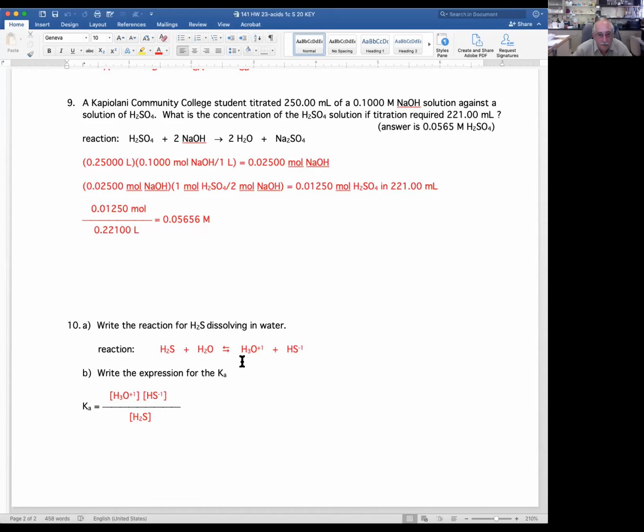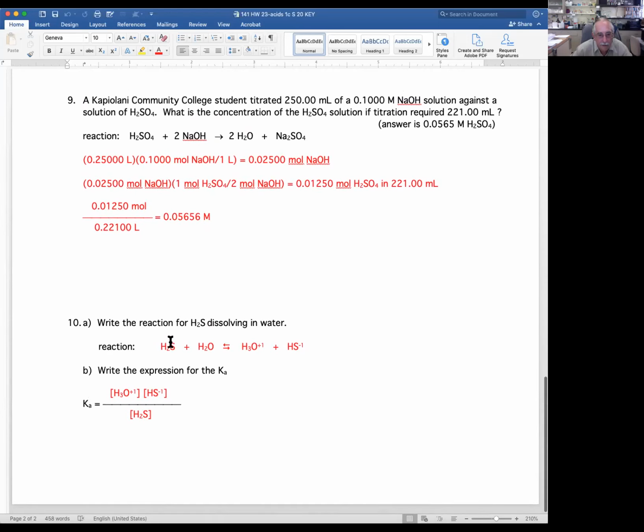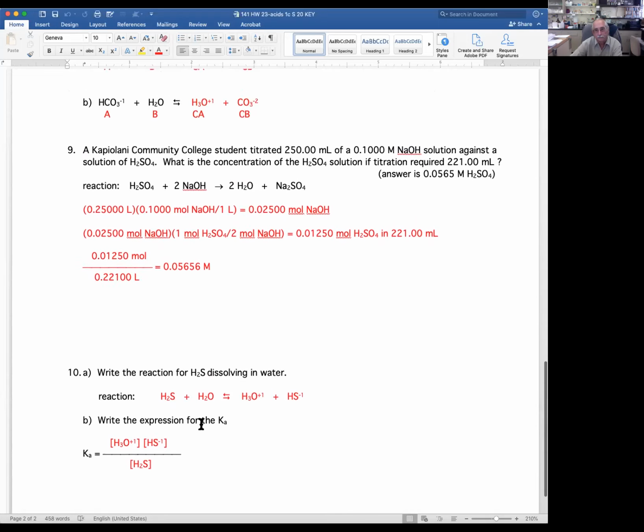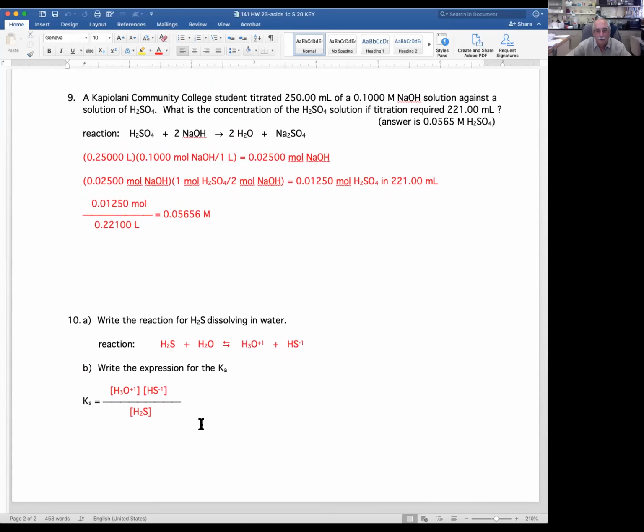And this looks so simple now. But again, here's a diprotic acid. How many hydrogens come off? Only one, right? Then it says products over reactants. So any questions with that one?